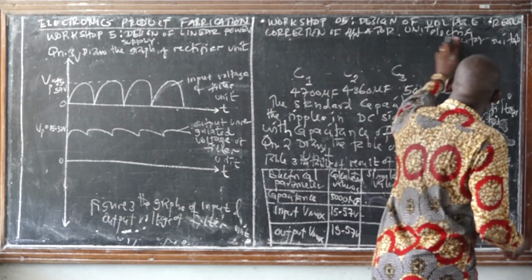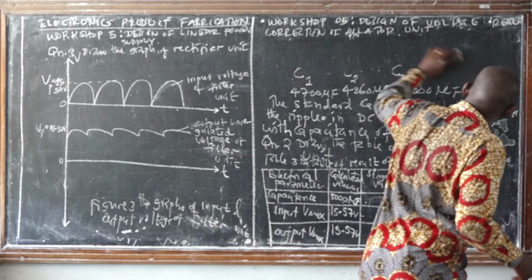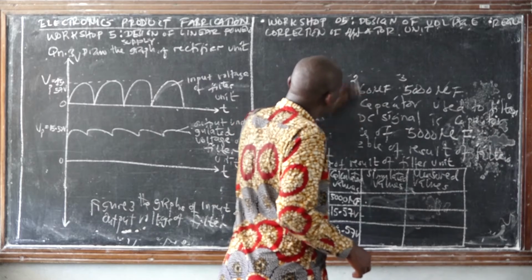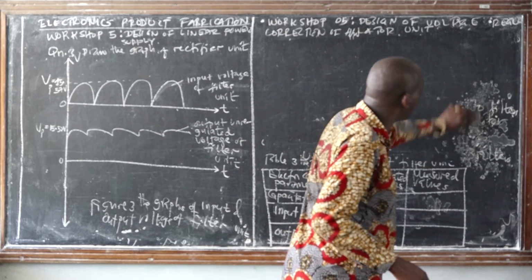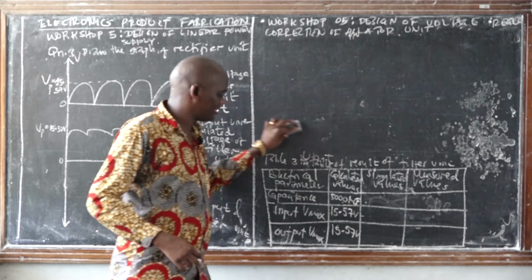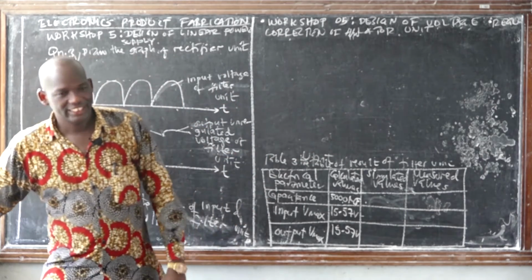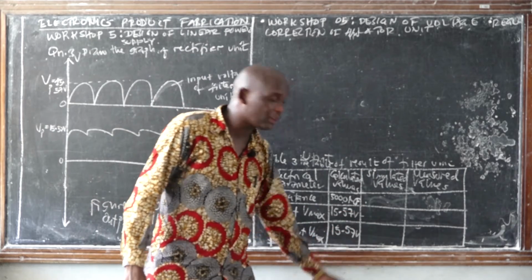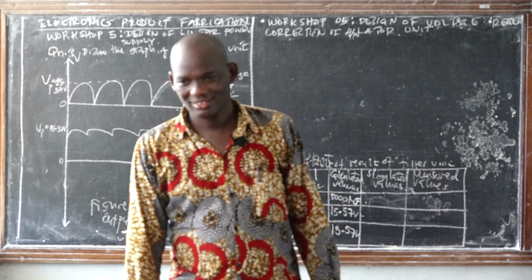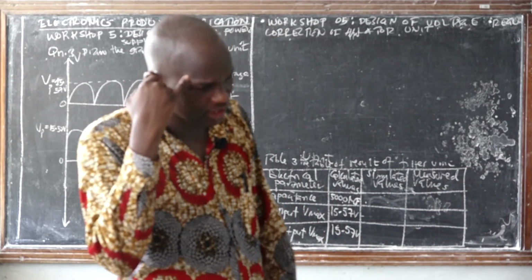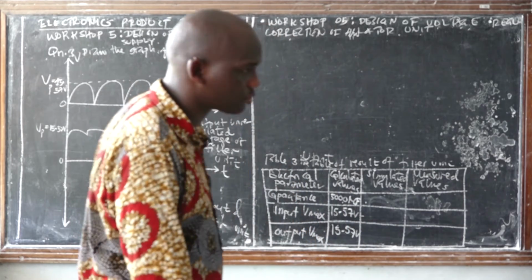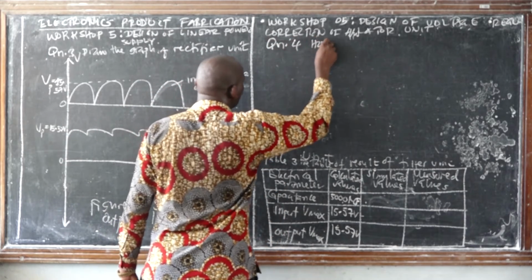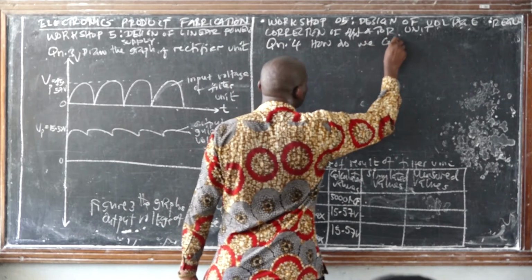So another concept, another question: how do we connect? Because I know some students are asking themselves, how come the AC component has been removed? The input voltage is 15.57 volts, and the output voltage is still 15.57 volts. How come? That is the question that might kick in the mind of a serious student. So we can also have question 4.